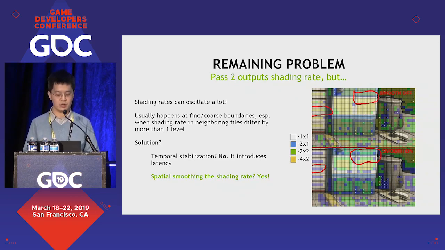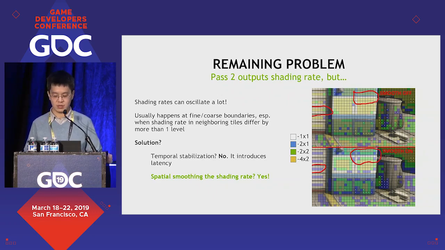The second pass outputs a shading rate, which we can directly use, but it can be unstable between frames. The problem usually happens at the fine and coarse region boundaries, especially when the shading rate in the neighboring tiles differs by more than one level. A common solution to any temporal stability problem is to add exponential smoothing, but we quickly found that this introduced a bad latency to the shading rate.